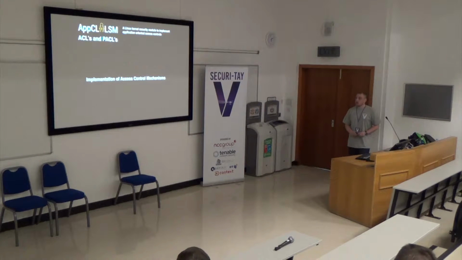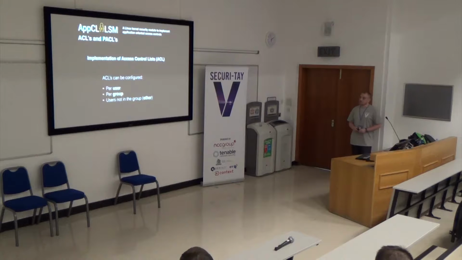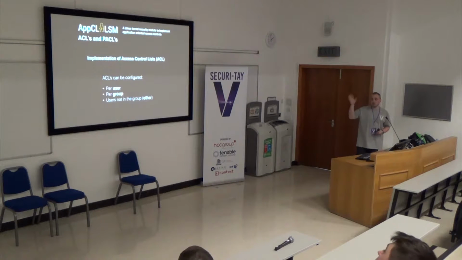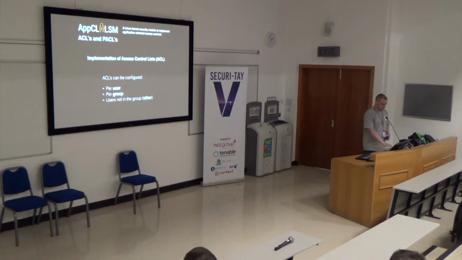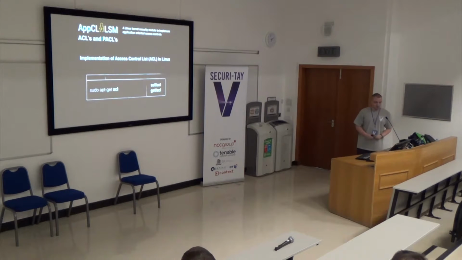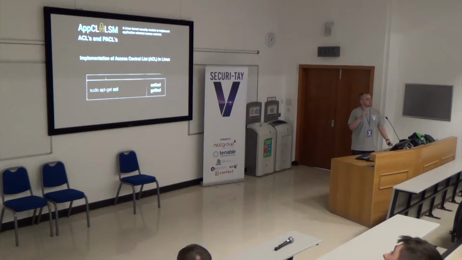So, implementation of access control mechanisms, again in Linux. Access control lists are configured by a user, or by a group, or by users not in that group, also known as other. Now the way we do that in Linux is we use the package acl. You can do that on a Debian system with sudo apt-get install acl, and it gives you the tools setfacl and getfacl. I say ACL quite a lot in this talk, by the way.